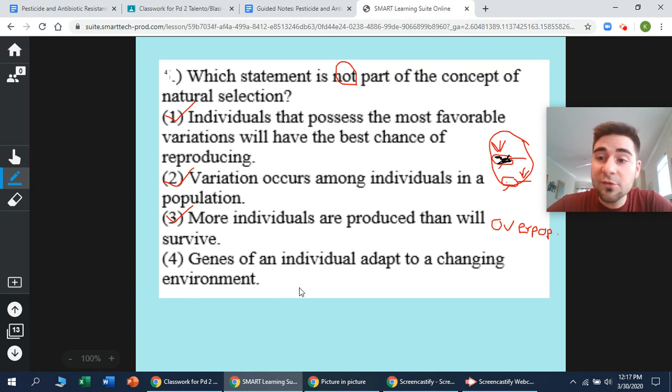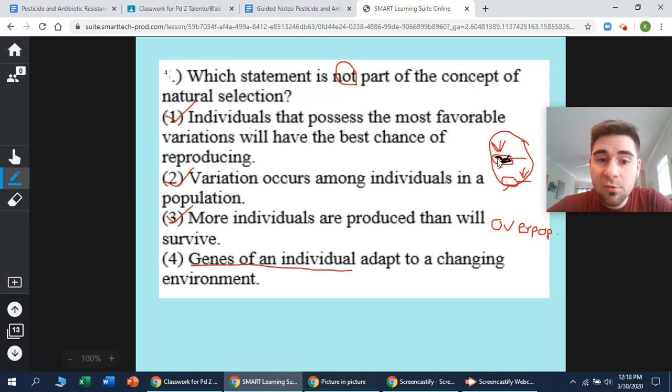Here's the last choice. Genes of an individual adapt to a changing environment. Now, this is the part that's wrong. Genes of an individual, that's not what we're talking about here. We don't get mice with black fur because they needed to. We get mice with black fur because a random mutation made it come up. In the rock pocket mice, there's an MC1R gene. That's the name of the gene that determines their fur color. A mutation in the MC1R gene led to black fur color.